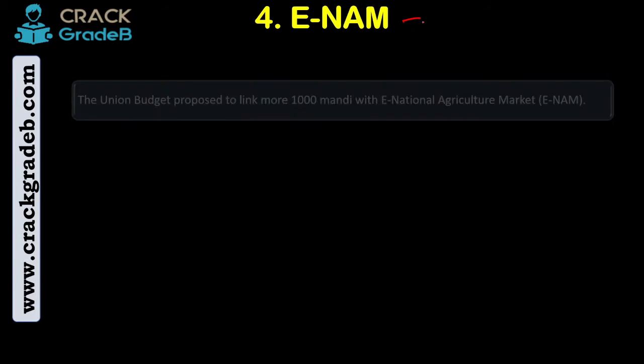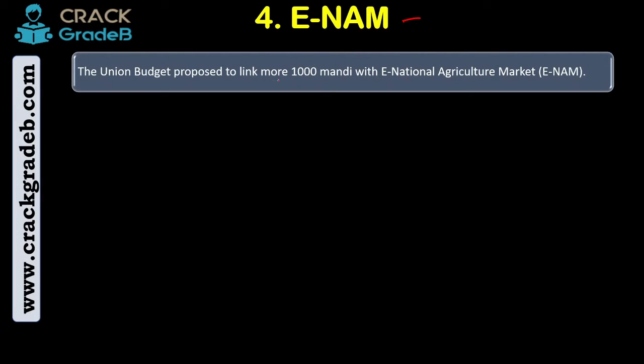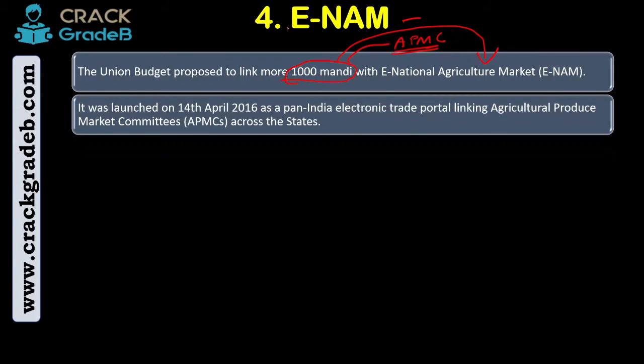Now let's see eNAM. The full form is National Agriculture Market, right? So in the Union Budget, the government has proposed to link 1,000 more mandis. Now what are mandis? I hope you know about APMC. APMCs are known as mandis, right? So what has the budget proposed? To connect mandis with eNAM. Okay, eNAM is a platform. This stands for Electronic National Agriculture Market. Means this is an electronic market. This is not a physical market. The physical market is the APMC or the mandis. It was launched on 14 April 2016. One of the objective material for your phase 1. Okay.